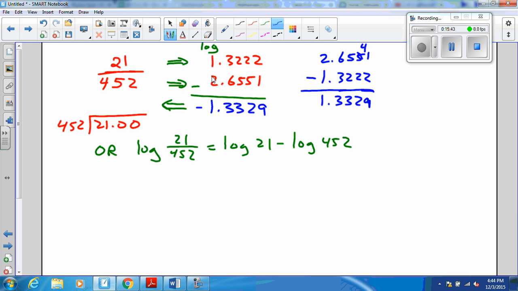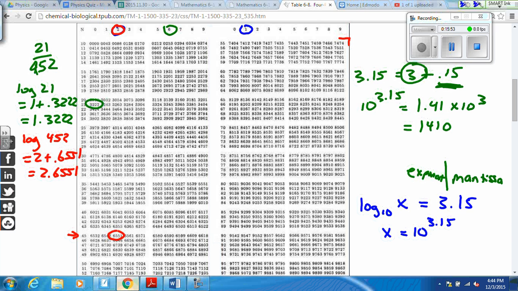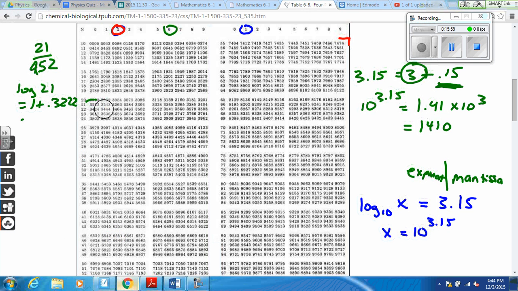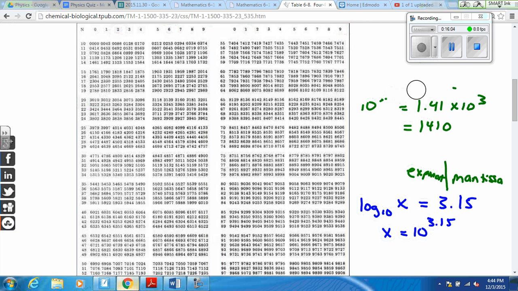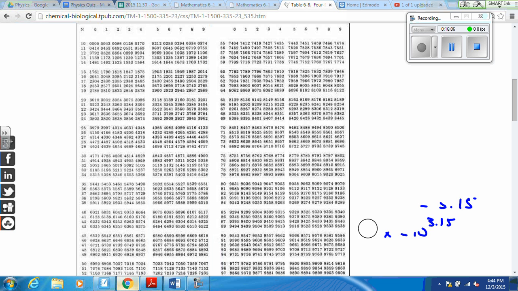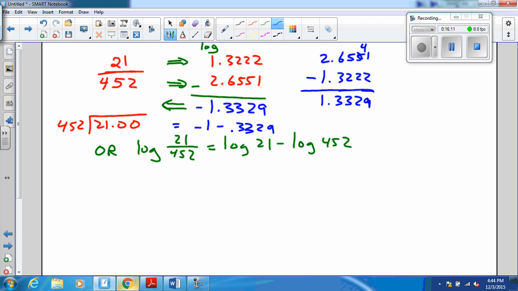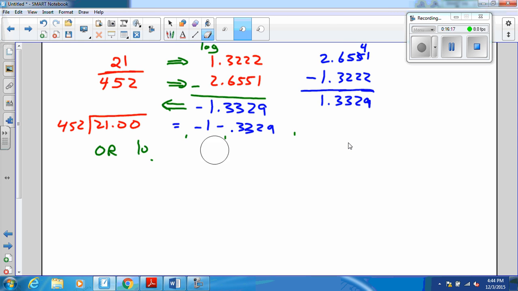Now the negative sign was a problem for us log table users because if you think about it, this is negative 1 minus 0.3329, and my log table does not have any negative values in it. And so you might think that all we had to do is just reverse the sign and everything was cool, but actually that doesn't make a whole lot of sense if you think about how the log properties work. So instead, we resorted to a trick back in the day, and the trick that we would use was to add 1 and subtract 1.